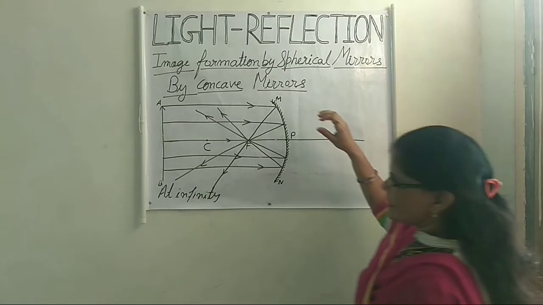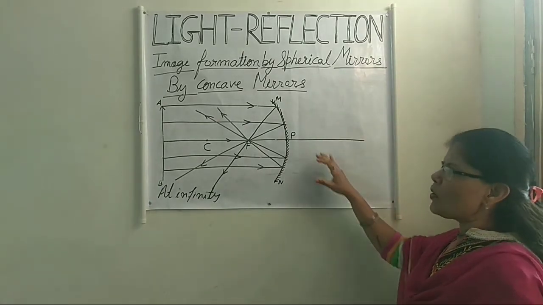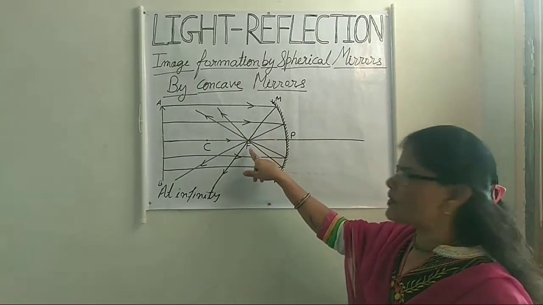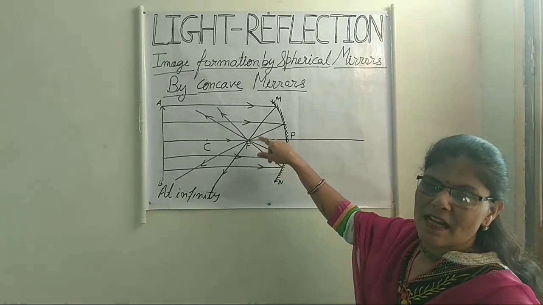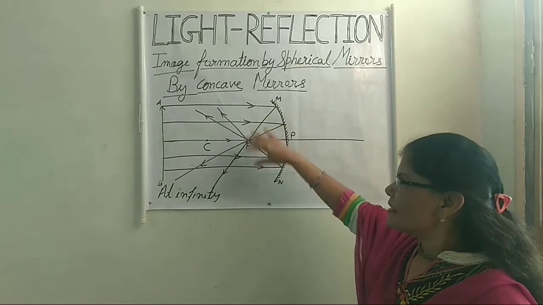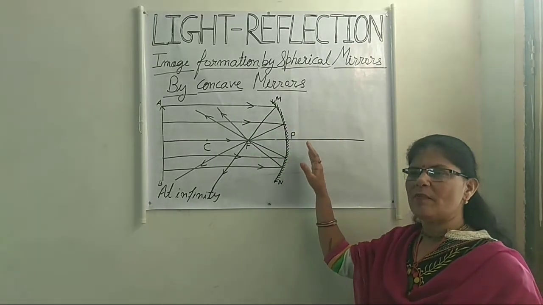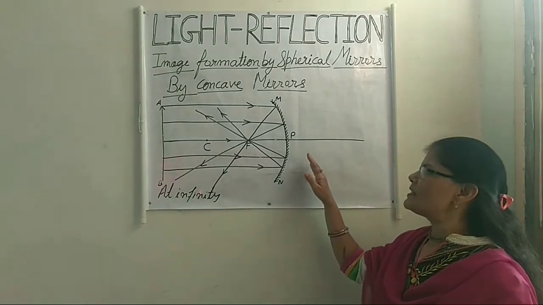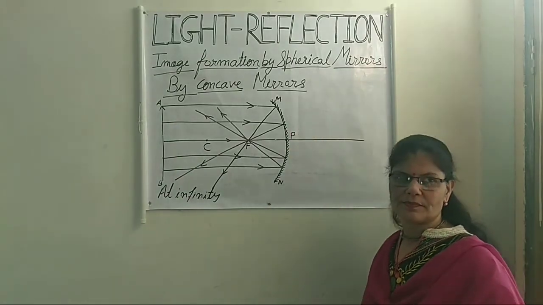So this is the first case, when our source is at infinity. All the parallel beam of light, after reflection, passes through the principal focus, and our image is point-sized, highly diminished, real and inverted. This example is also shown to show how a concave mirror is a converging mirror. This is our first case.